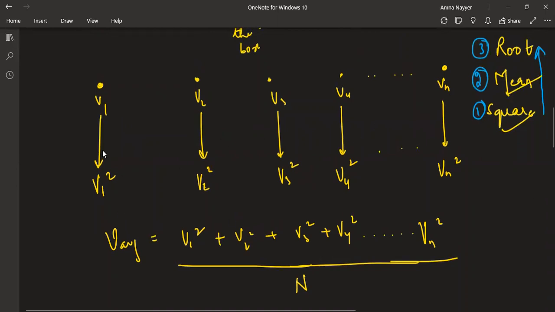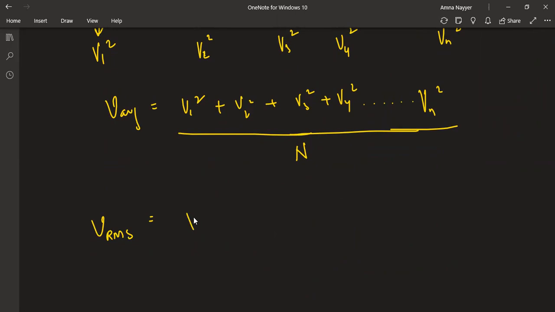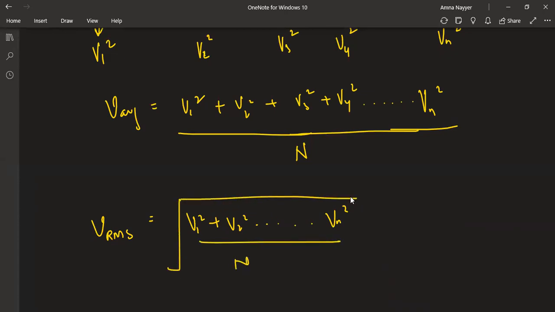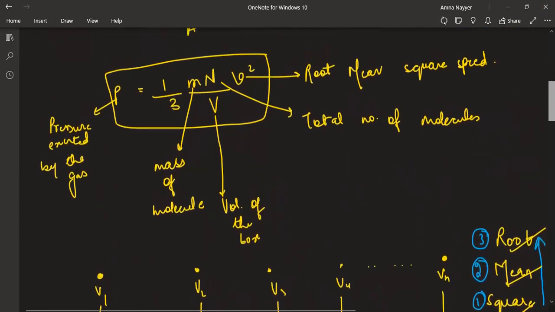So this way I have calculated the mean value. So squaring is done, then mean calculation is done, and last is putting the root. So what will be RMS? VRMS will be the square root of V1 square plus V2 square up till Vn square, divided by n. This is VRMS. Fine, this is the value of VRMS. So root is also done. This is how you calculate root mean square speed.